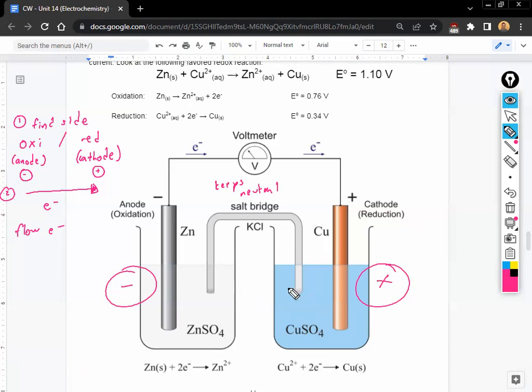There's a scene in Breaking Bad actually where they create these half cells. Do you guys watch Breaking Bad? Never mind that. Moving on. I'm old.